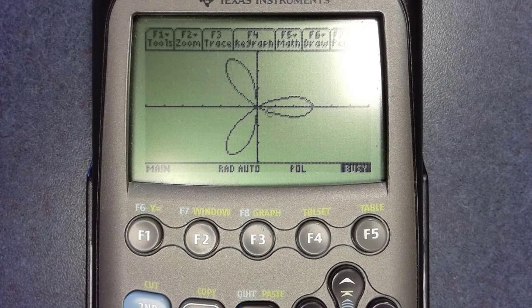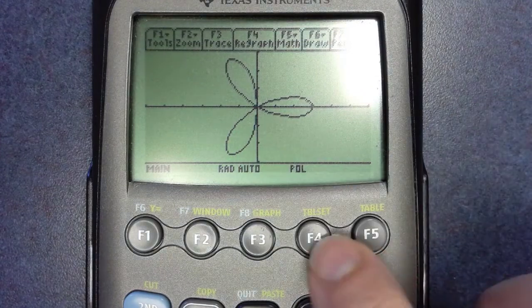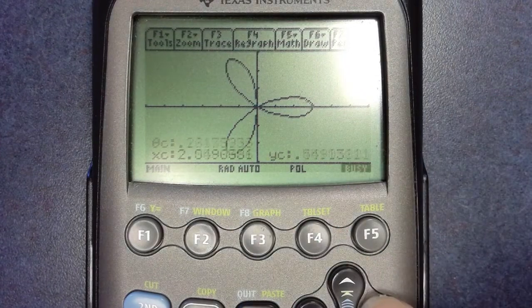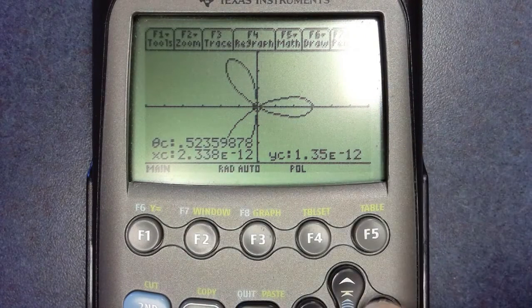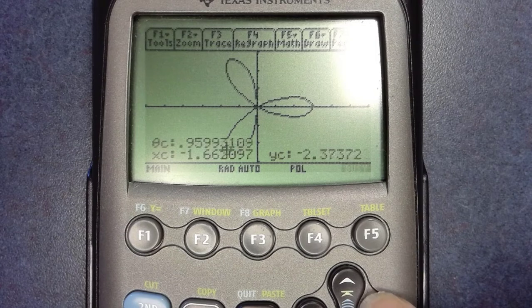I have it graphing from 0 to 2 pi. So what that means is I get one full picture there from 0 to pi. But when do I get my leaf, one petal, we call that? If I trace, there we go. There is my theta, it's an approximation, but we know that that's going to be at pi over 6. Oopsie. And pi over 2.